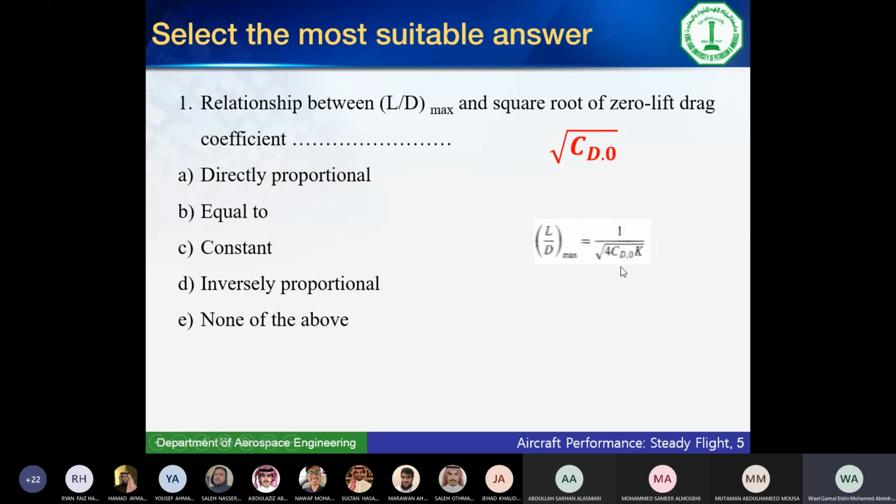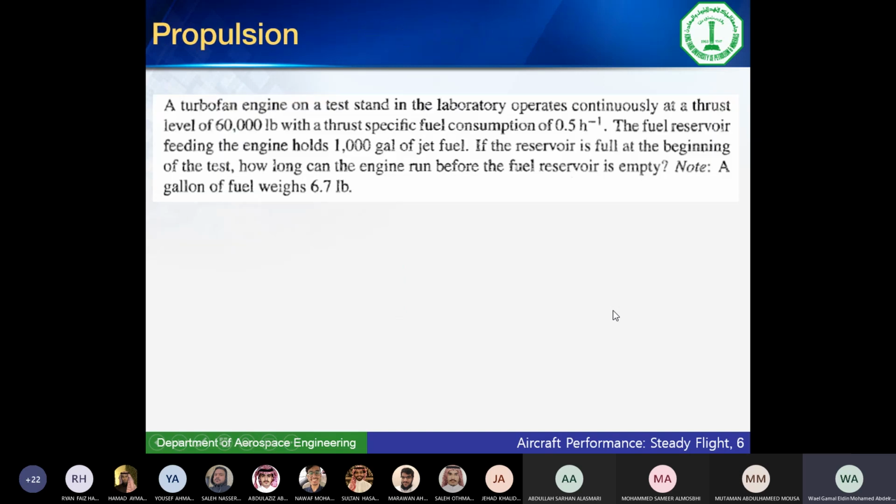So any reduction you have in CD0 means you will increase L over D and you will reduce the size of the engine. The same goes for K, which is the proportionality factor with the induced drag. Okay, so it is inversely proportional. Any questions in this part of problems before we move on to numerical problems? Okay.